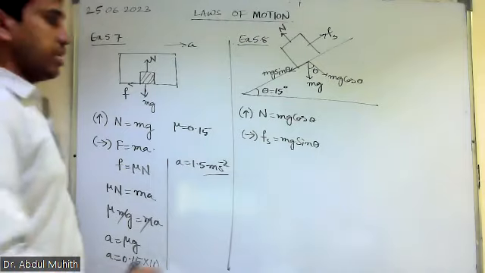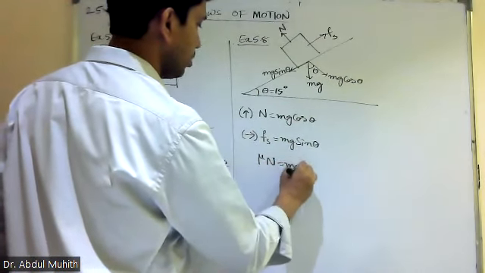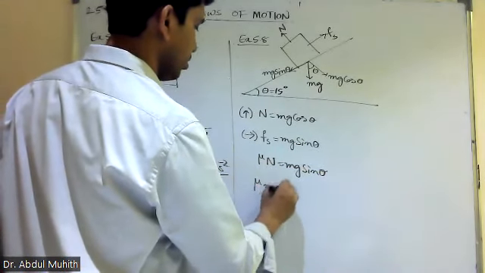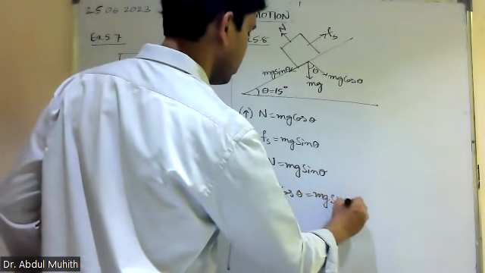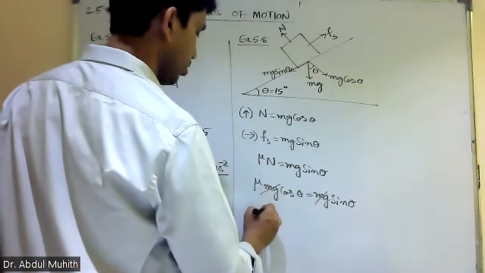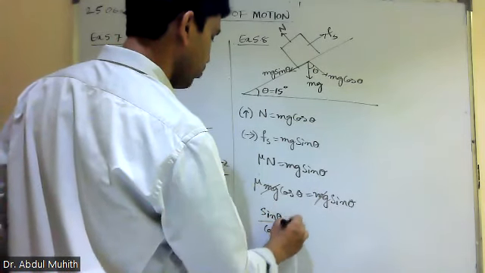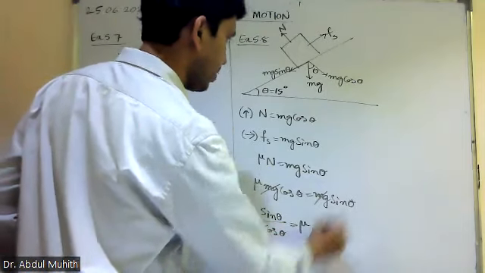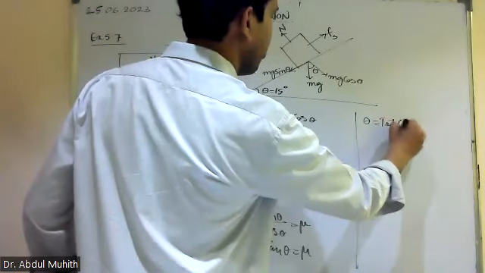But what is Fs? Fs is mu times of n. Mu times of n is equal to mg sin theta. But what is n again? N is mg cos theta, so mu times mg cos theta is equal to mg sin theta. So mg will go away. Sin theta by cos theta equal to mu. This implies tan theta equal to mu. This implies theta equal to tan inverse of mu.